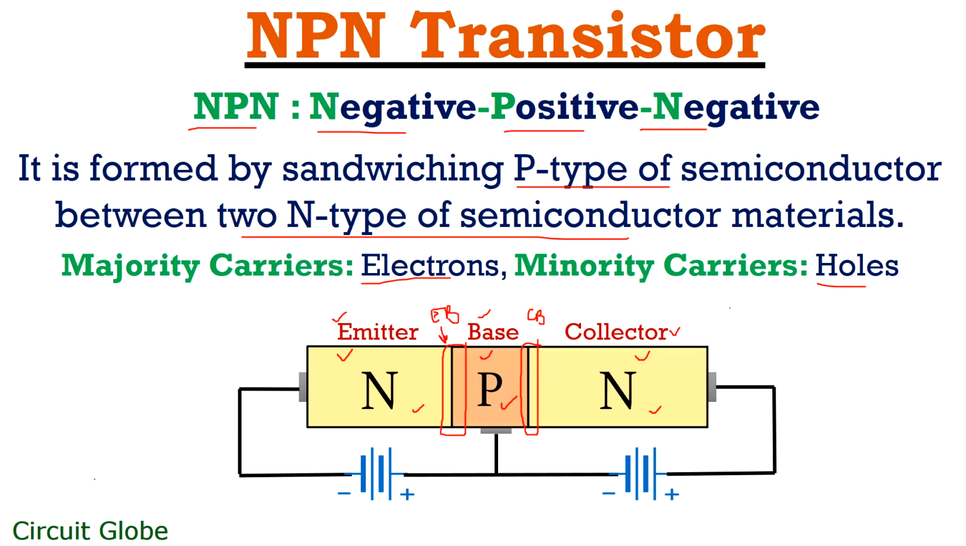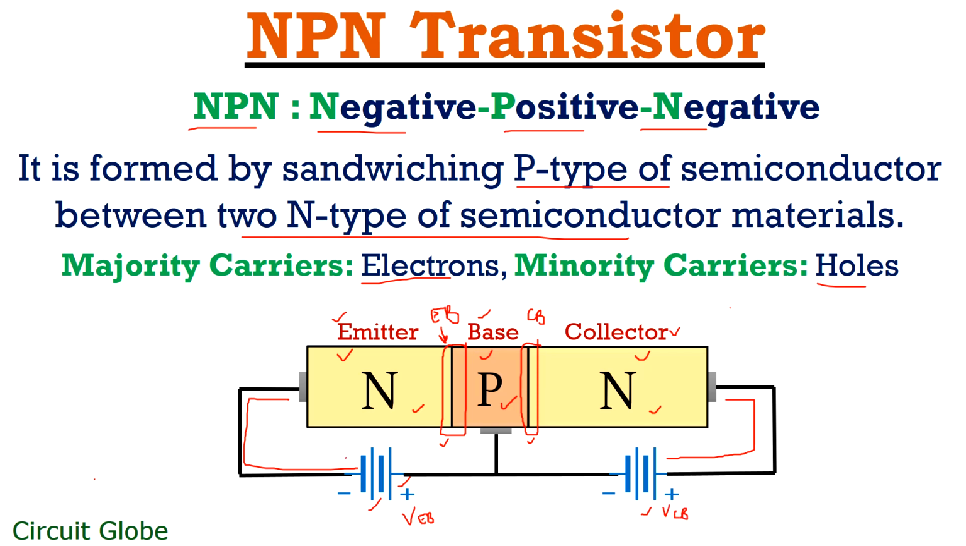So for the transistor to operate properly, the emitter-base junction must be forward biased and the collector-base junction must be reverse biased. Due to this reason, this n-type region is connected to the negative terminal of the battery and this n-type region is connected to the positive terminal of the battery, making it forward biased and reverse biased respectively. Suppose this applied potential is VEB and this applied potential is VCB.